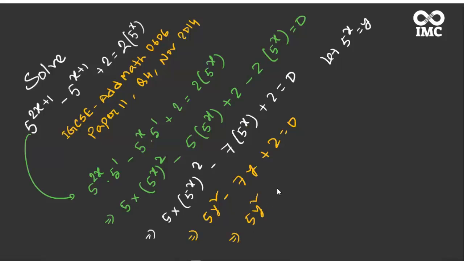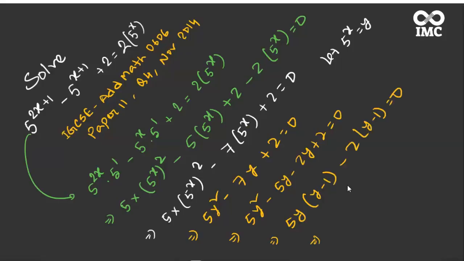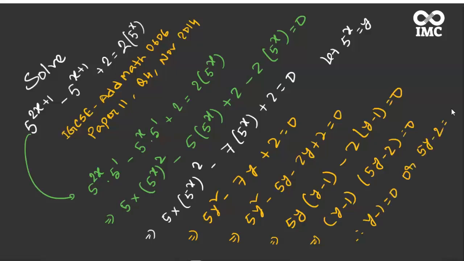So 5y squared minus 5y minus 2y plus 2 equal to 0. Take 5y as a common factor, then it will be y minus 1, minus 2 is our common factor, it will be y minus 1 equal to 0. So instead of this line, we can write y minus 1 into 5y minus 2 equal to 0. Then we can write y minus 1 equal to 0 or 5y minus 2 equal to 0.